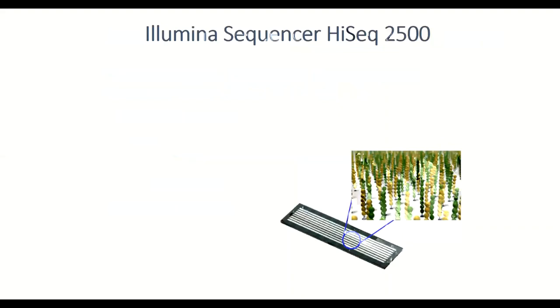So here I just want to show what the so-called Illumina sequencer looks like. And in this sequencer platform, the most important component actually is the flow cell, okay? And here is just a simple schematic plot. Each flow cell has 8 lanes, okay? And each lane actually is a tube.